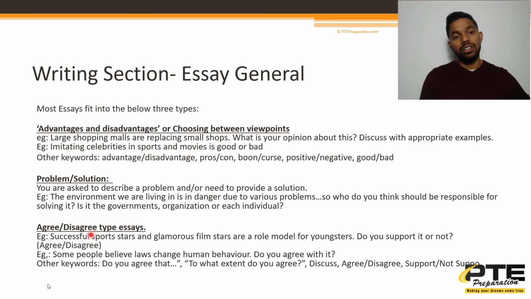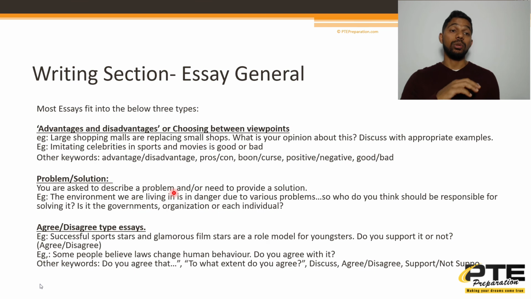And the next one is your agree and disagree type of essays. For example, successful sports stars are glamorous and glamorous film stars are a role model for youngsters. Do you support it or not? So agree or disagree. So those are 3 types of categories of essays you can get, but you can still kind of fit it into the previous model that we discussed.